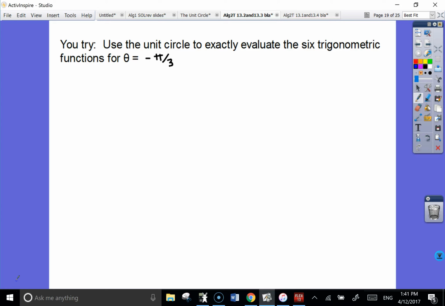You can do this without actually looking at the unit circle. I've done many of these as a student, as a teacher. In my mind, when it says use the unit circle, I don't actually use that unit circle. I'm trying to picture it. I usually draw myself a little circle like that. Say, okay, negative pi over 3. I know that angle is right there. It's closer to straight down than it is to the positive x-axis.